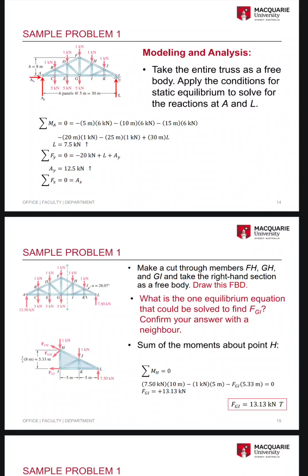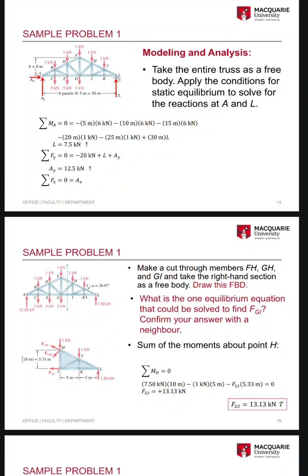And now we do method of sections. Make a cut through members FH, GH, and GI, and take the right-hand section as a free body. Draw this FBD. What is the one equilibrium equation that could be solved to find FGI? Confirm units with a neighbor.